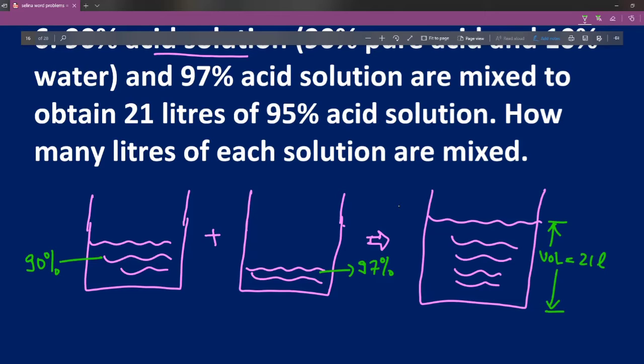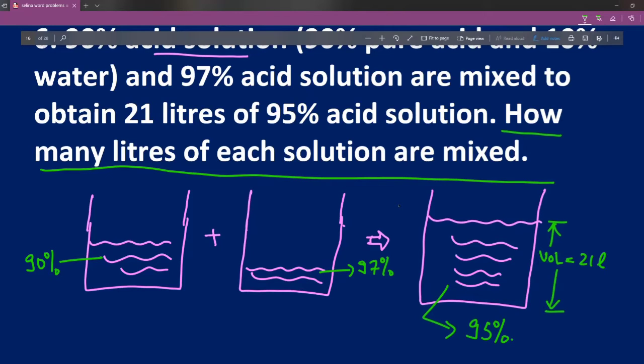And the concentration is 95%. How many liters of each solution are mixed? As I have told you earlier also, focus on the last statement of any word problem, and whatever is being asked, you can safely assume that.